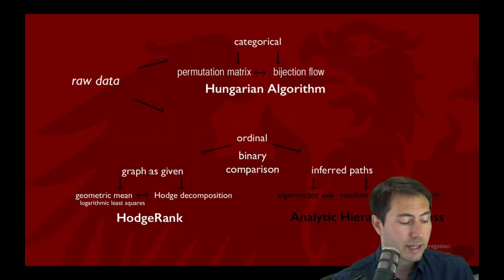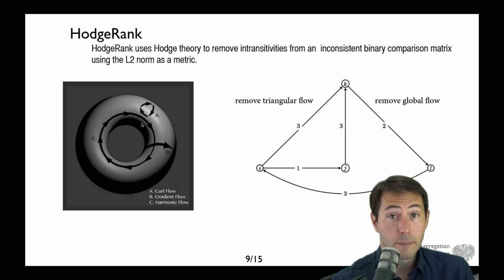So now we have an idea of this graph as given approach versus this inferred path approach, and we're going to follow up on this graph as given approach on the left-hand side and follow up with Hodge rank, which I'll touch on very briefly. So Hodge rank is a really cool theory. It's mathematically super fun. There will be a link down at the bottom. The presentation by the AMS, American Mathematical Society, is great. It's wonderful. It's very intuitive.